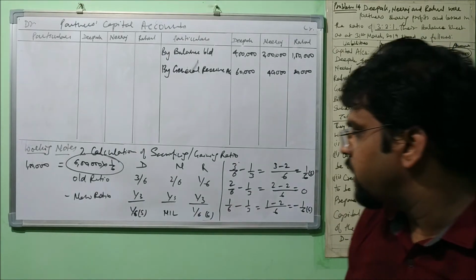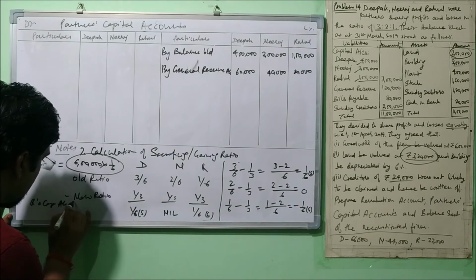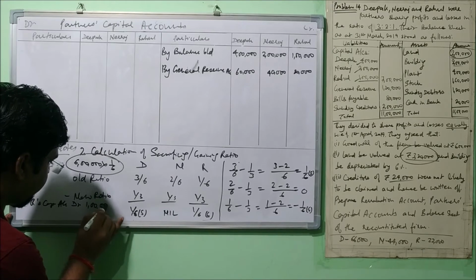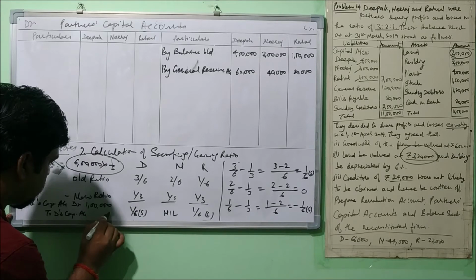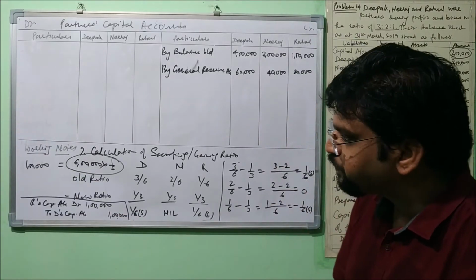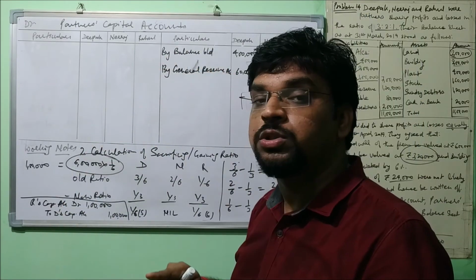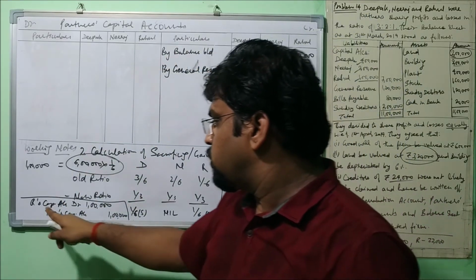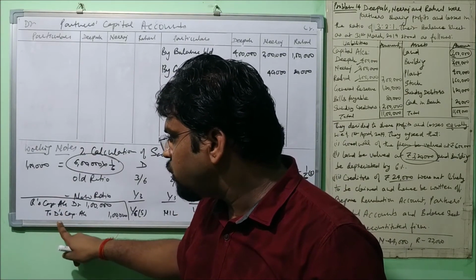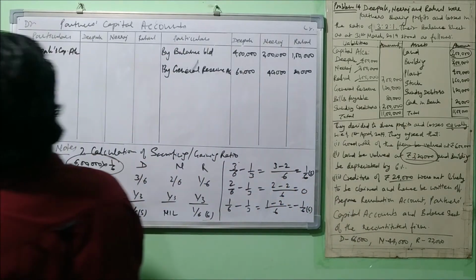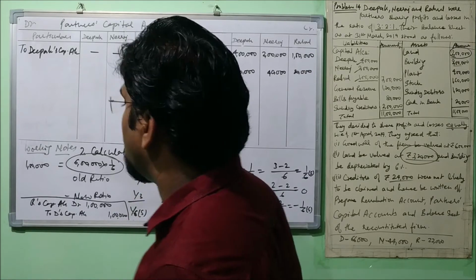Fine, I also pass the journal entry here. He is the gaining partner, which means Rahul's capital account is debited 1 lakh to Deepak's capital account. Okay, so focus here. As you know, the entry is posted on the opposite side. Okay, so in Rahul's capital account, we will write 'by Deepak's capital account'. Alright, but the amount will be mentioned in Rahul's column. Understood?